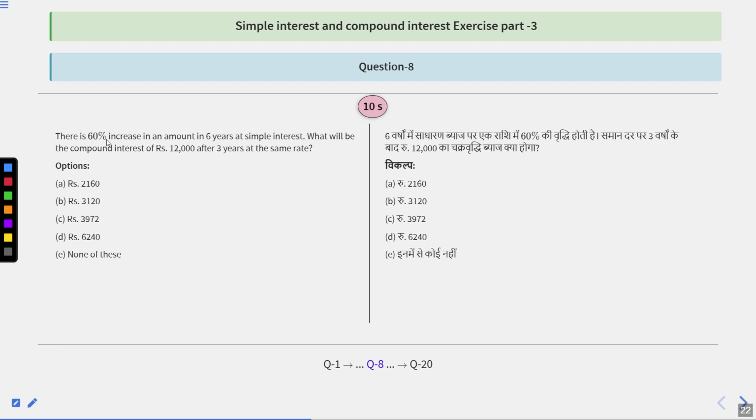Next question: there is a 60% increase in an amount in 6 years at simple interest. What will be the compound interest on 12,000 rupees after 3 years at the same rate of interest? You have 5 options and 10 seconds to analyze the question. Your time starts now. Now time's up. Let's see the solution.